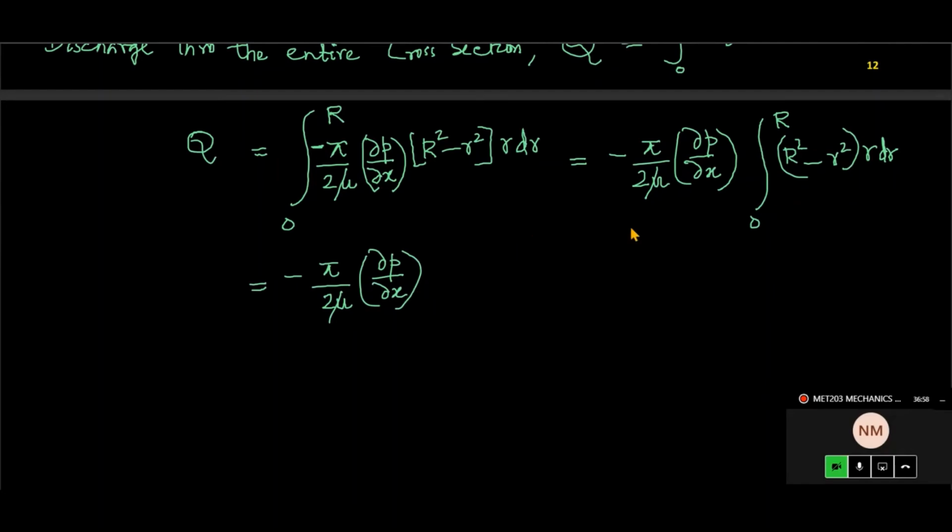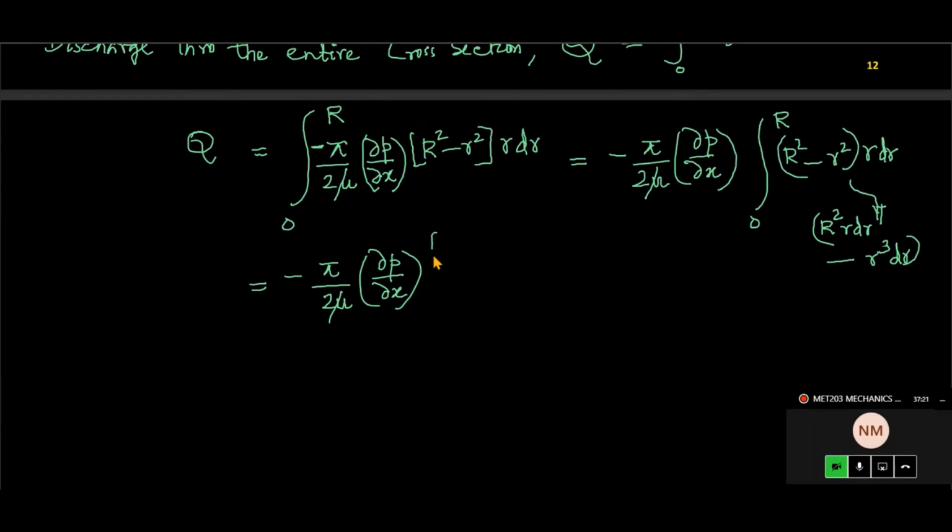So we'll take the integral now. How do we operate it? Just open the bracket. It will become capital R square r dr, and the other one is r cube dr. So this is it. When you expand the expression like this, there are two terms now, so integrate them separately over the limits.